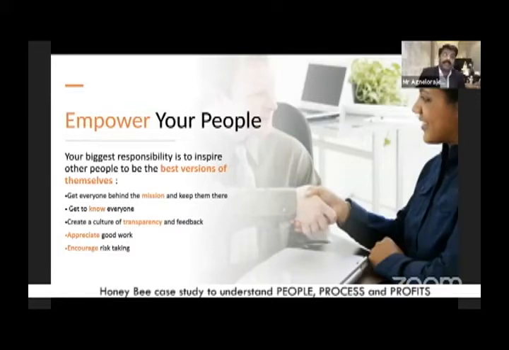Friends, get everyone behind the mission and keep them there. Get to know everyone. Create a culture of transparency and feedback. Appreciate good work and also encourage risk taking. Friends, we need to understand one aspect. Our team needs to be in sync with our thoughts and our actions. You need to bring that discipline in that particular formation.